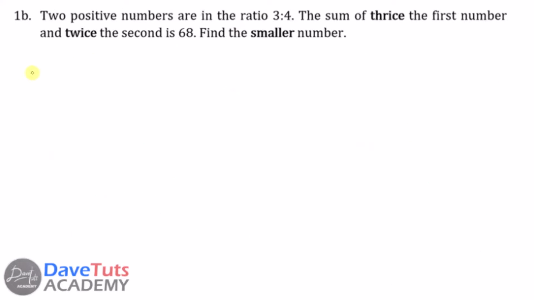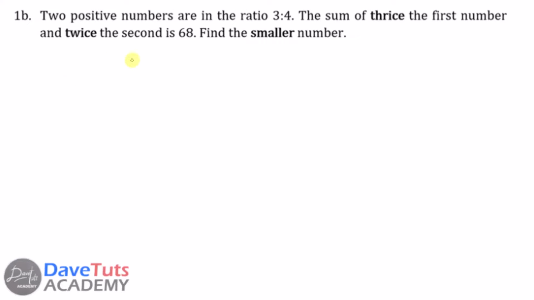In this question on ratios and algebra, we're told that two positive numbers are in the ratio 3:4, and the sum of thrice the first number and twice the second is 68. We are to find the smaller number. Okay, so it is the smaller number that is our mandate, and in a bid to maximize time, we will just try and focus only on that.